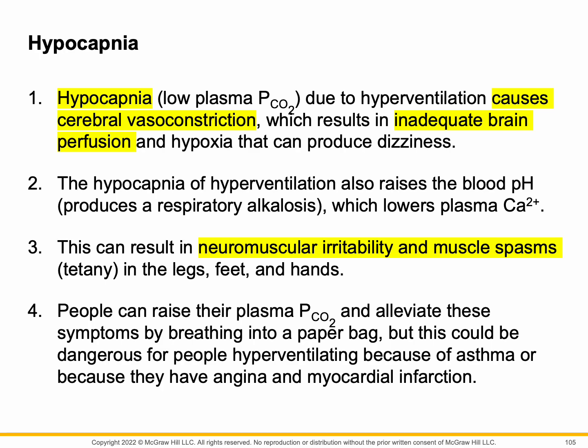This can result in neuromuscular irritability and muscle spasms, as in tetany, in the legs, the feet, and the hands. People can raise their plasma carbon dioxide pressure and alleviate these symptoms by breathing into a paper bag in order to basically collect the carbon dioxide. But this could be dangerous for people hyperventilating because of asthma or because they have angina or myocardial infarction.